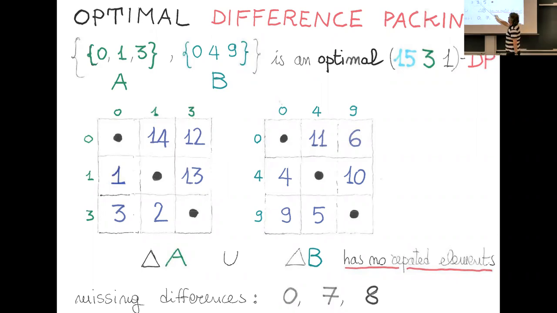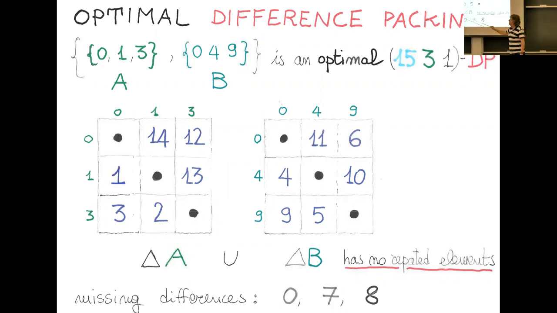The meaning is that if I look at the difference table of A, and the list of differences of B, do you understand? For example, 0 minus 1, we are in Z15. If I don't write the group, it is understood that it is the cyclic group of that order. 0 minus 1 is 14. 0 minus 3 is 12, and so on.